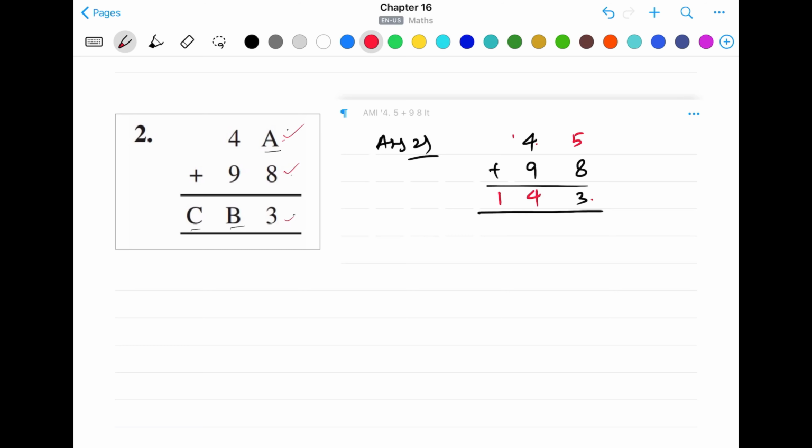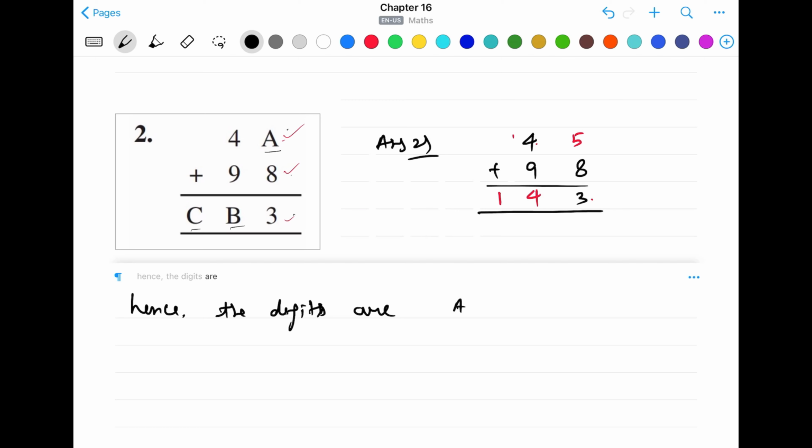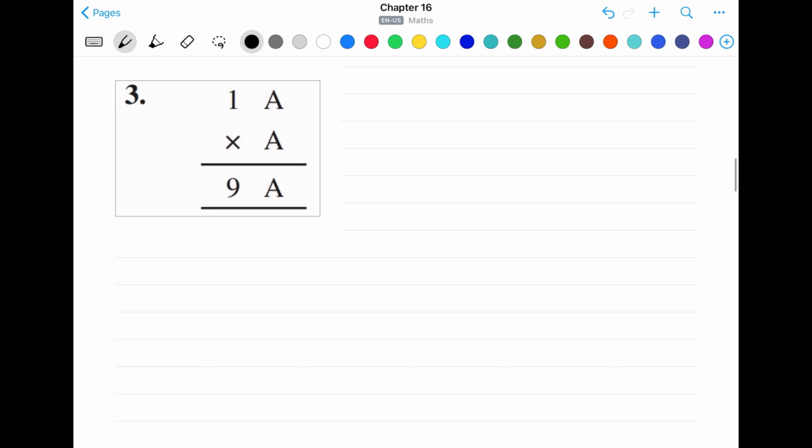Hence the digits are A equals, we got at the place of A 5, B equals, B here is 4, and C equals 1. That's our answer. Now moving to the next one.